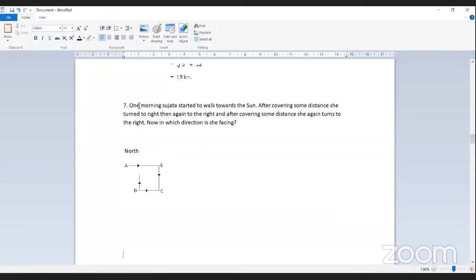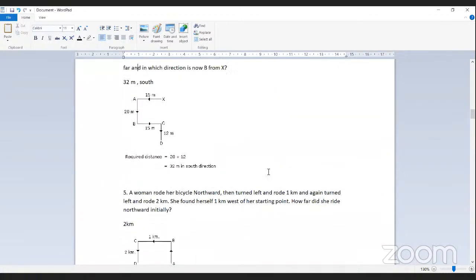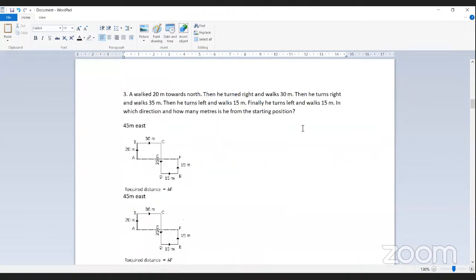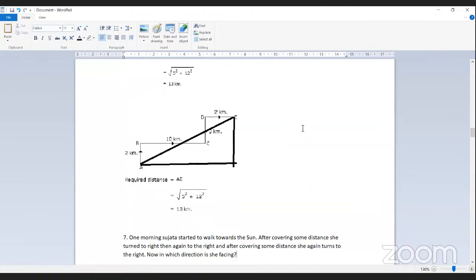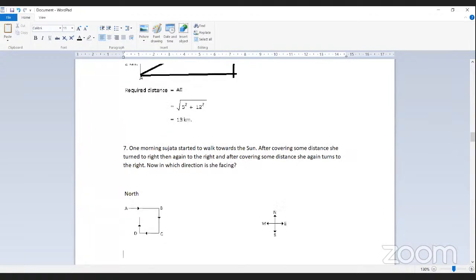North, yes. Okay, one morning, Sujata started to walk towards the sun. Okay, east is here. East is this side. Towards the sun means towards east, morning. Okay, so she's walking like this. Then after covering some distance, she turned right. Right means downwards, towards south.